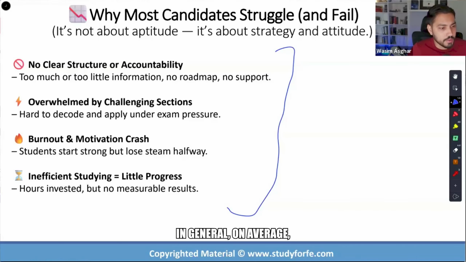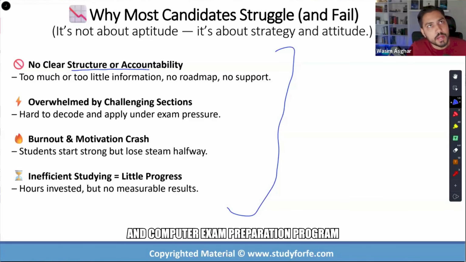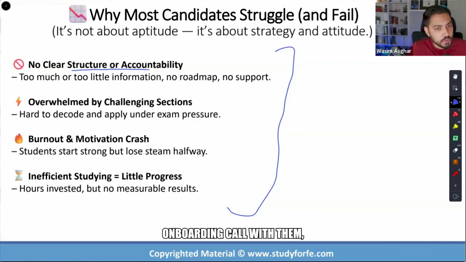In general, on average, these are some of the core factors that impede progress. The first one is no clear structure or accountability. Many times when students enroll in my FE electrical and computer exam preparation program, and I have a one-on-one onboarding call with them, they tell me, Wasim, I started the preparation on my own, picked up a book or two from Amazon, and started going through the books. Most of the books are outdated, by the way, and there's a lot of AI generated content lately. But a lot of students tell me that for an entire month, they were stuck in mathematics.